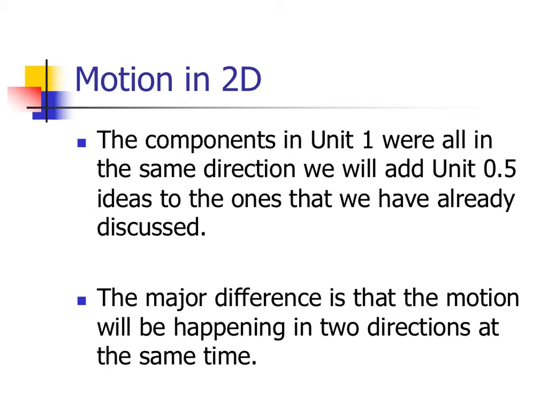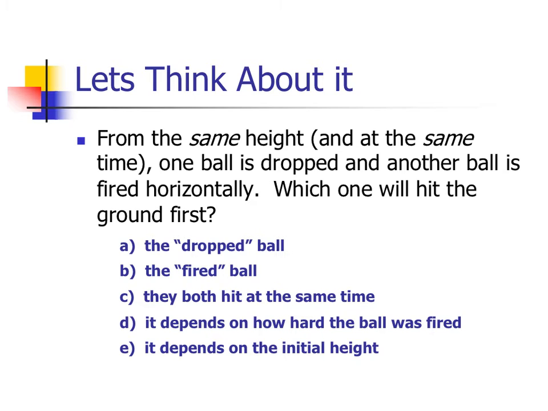So the big difference between last unit and this unit is we're actually kind of combining things that were happening. Instead of just a car driving down the road, the car might be driving down the road and shooting something out of the sunroof and seeing what happens from there. So to see where we're at on this, from the same height and the same time, one ball is dropped and another is fired horizontally. Which one will hit the ground first? Take a time, think about it.